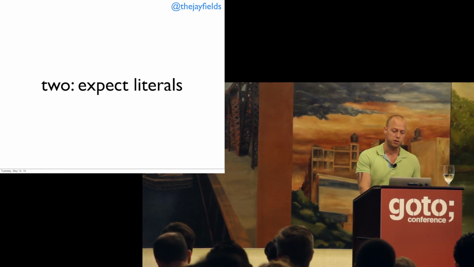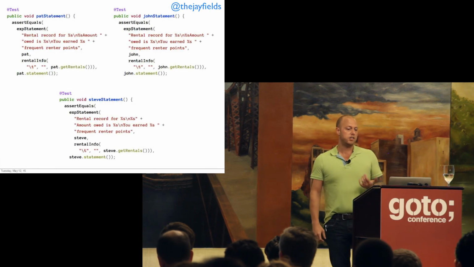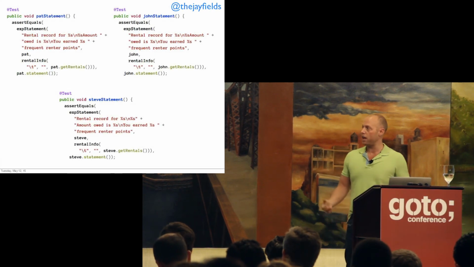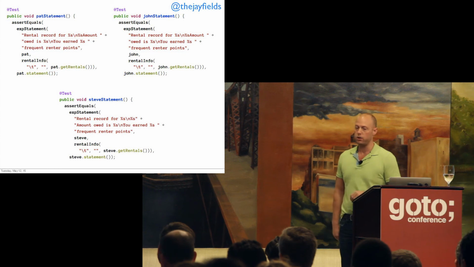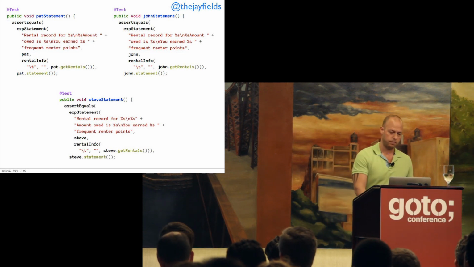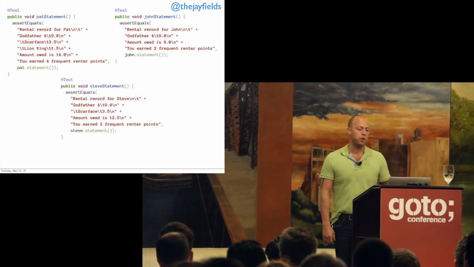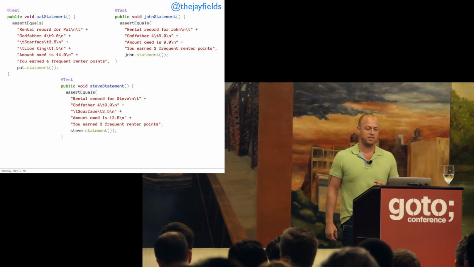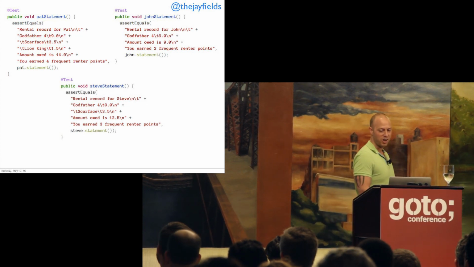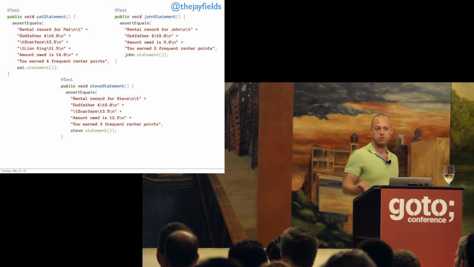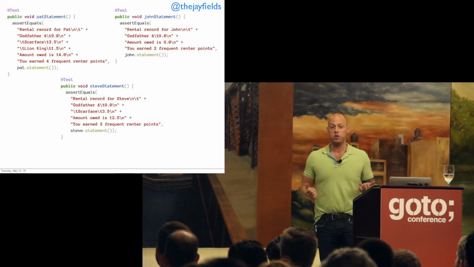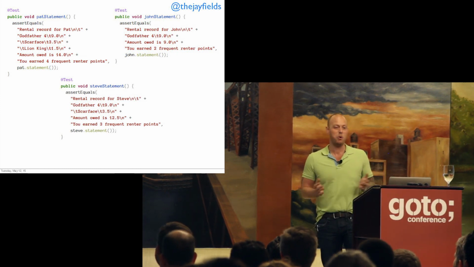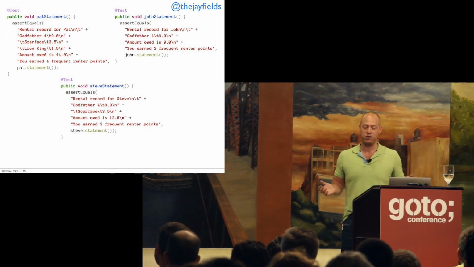So the next thing you want to do is expect literals. Here's how the tests look now, and you have to ask yourself why the hell we're calling a helper method to create a string. I don't understand why anyone would ever want to call a parameterized method that does nothing more than return a string. You know what the best representation of a string is? A string literal. That's it. There's no better representation of a string than a string literal.